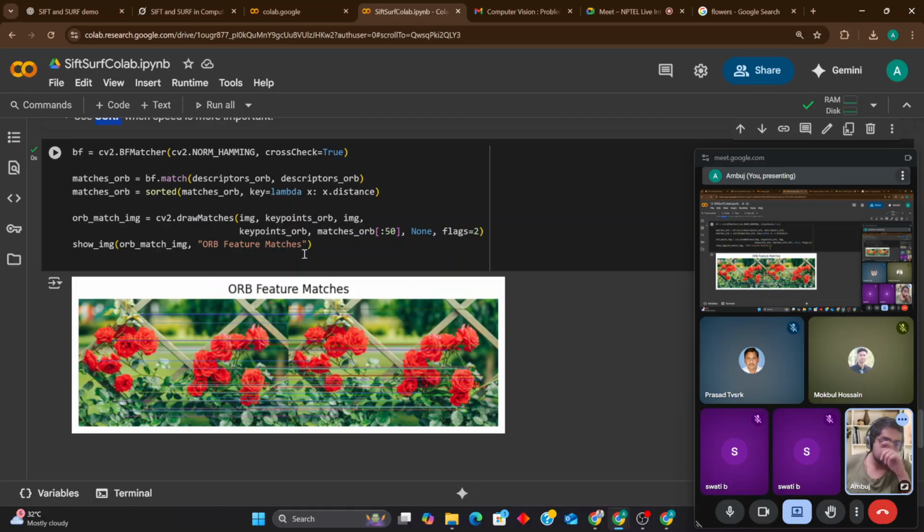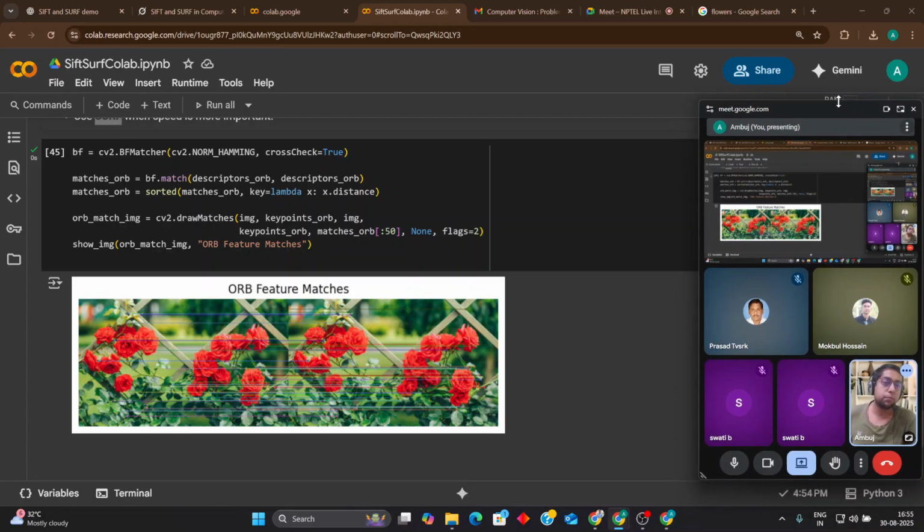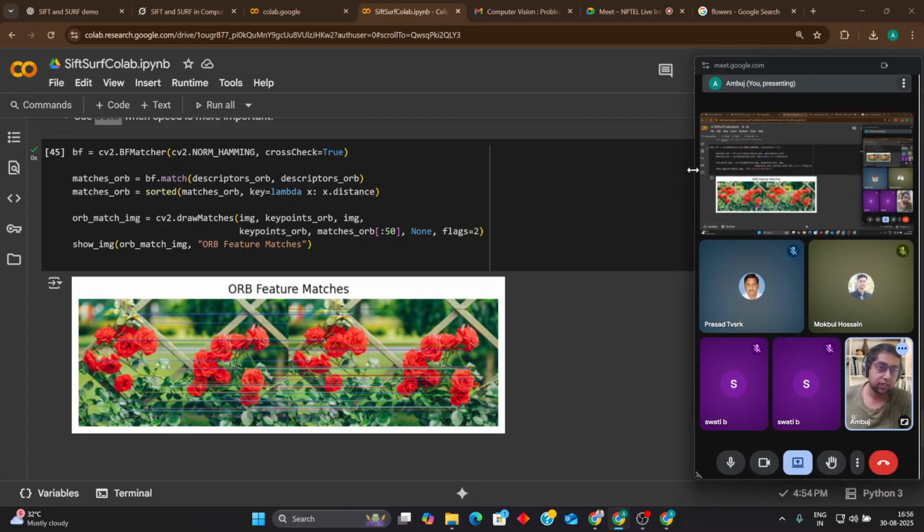In this form and manner, you can apply SIFT, SURF, or ORB, as well as reduce the number of features for ORB using Lowe's ratio test. These are pre-built functions in Python. All the functions are pre-built, but after the class is over, please download these codes and try to explore those pre-built functions.